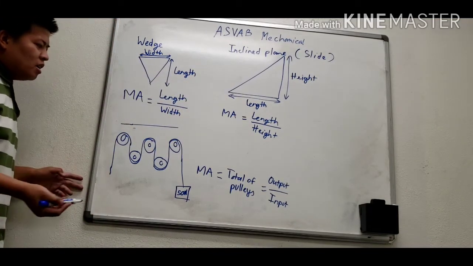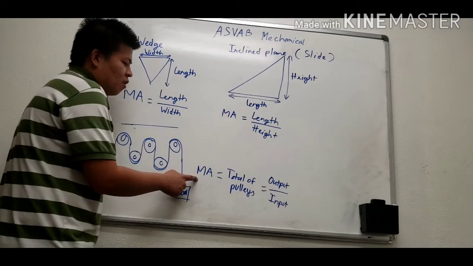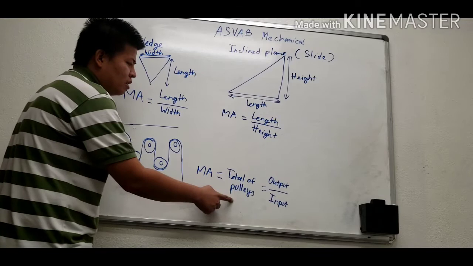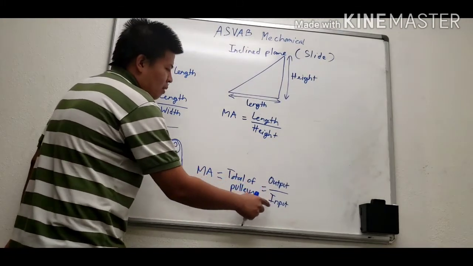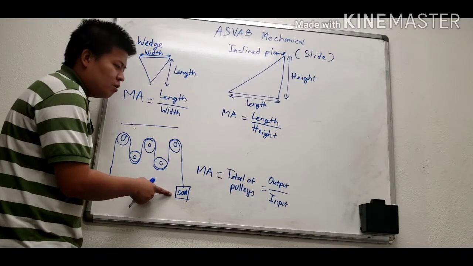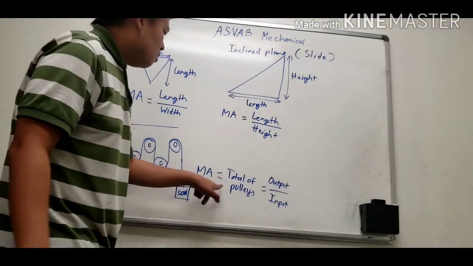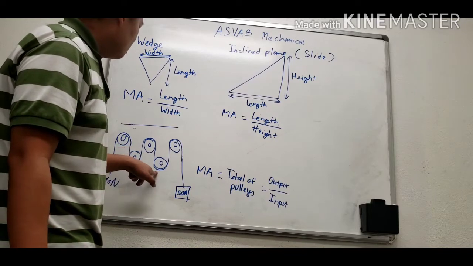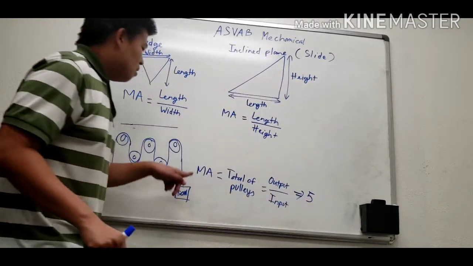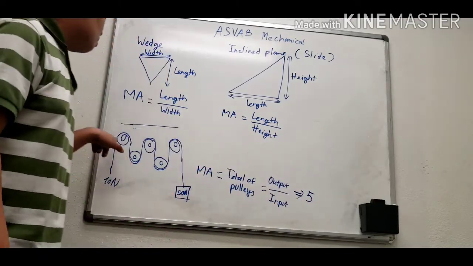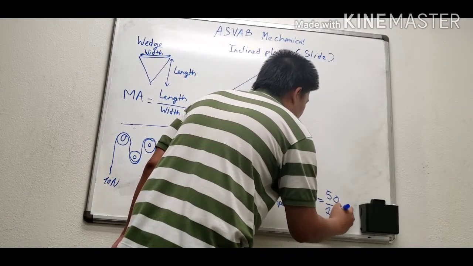The next one is the pulley. In the pulley, it's a little bit different. The mechanical advantage is equal to the total number of pulleys. For example, there are 5 pulleys here. And we have output divided by input. Output is 50 newtons, and the input should be 10 newtons, because the total number of pulleys here is 5. So the MA is equal to 5. Then the output is 50 and the input should be 10.